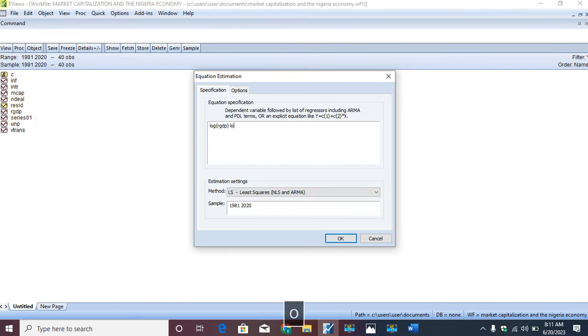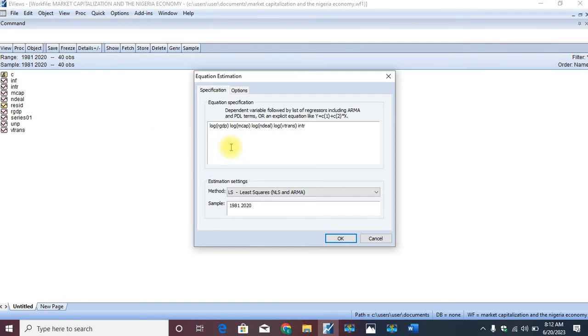We give a space. We log the market capitalization index, which is also here because it's a value. That's why we are logging it. We give a space. We log the number of deals in the market. We give a space. We log the values of deals in the market. We give a space again, VTrans. We give a space again. Then we also include interest rate in the model.